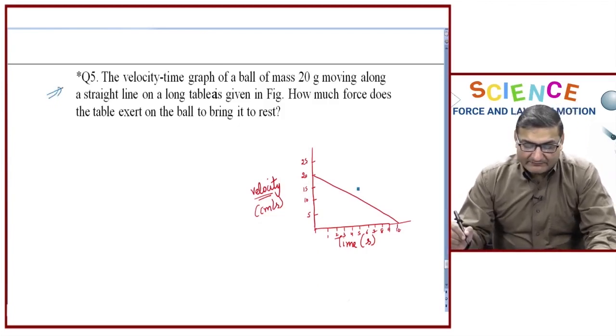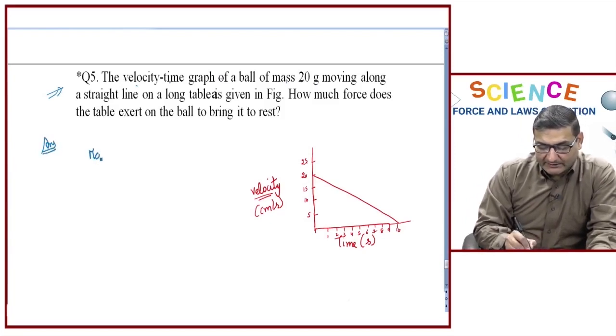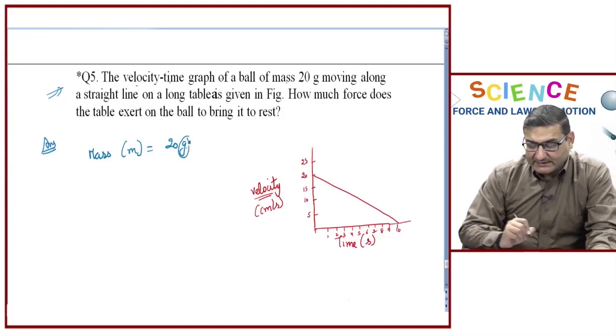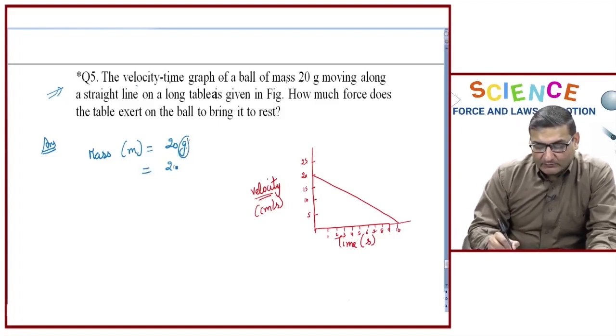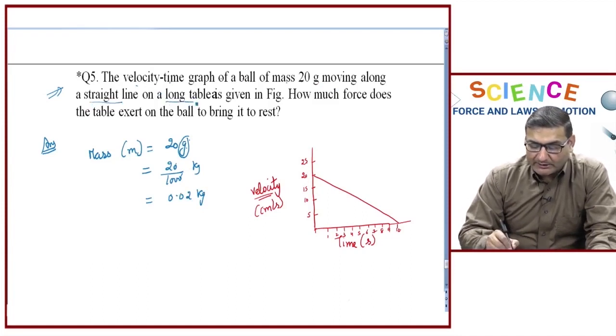Now we are given a graph, the velocity time graph of a ball of mass 20 grams. What is given to us in the question is the mass of the ball, m, which is 20 grams. The mass is in grams, so first of all, we will convert it into kilograms by dividing it by 1000, which comes out to be 0.02 kilograms. The ball is moving along a straight line on a long table as given in the figure.